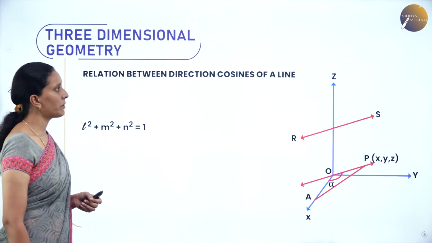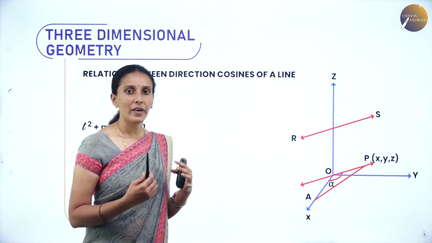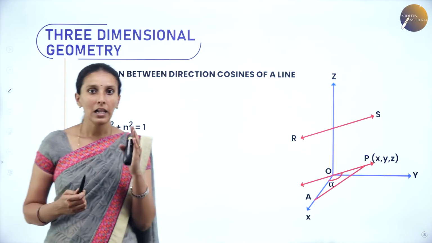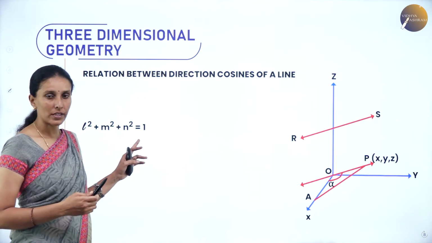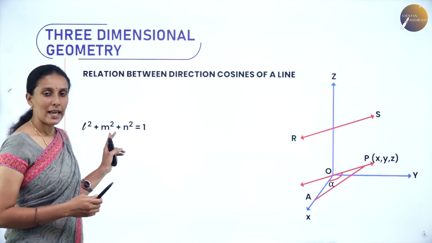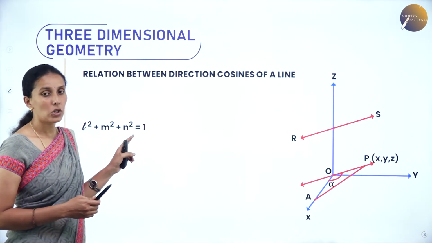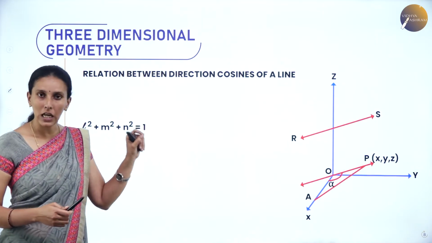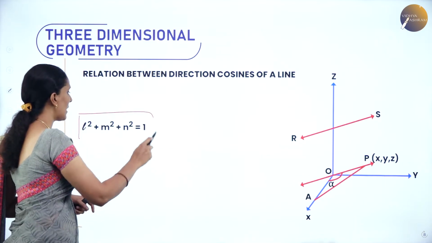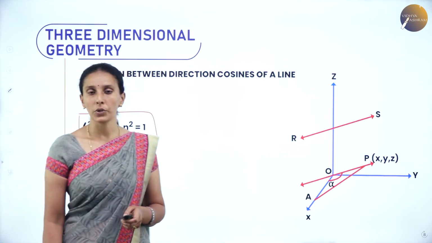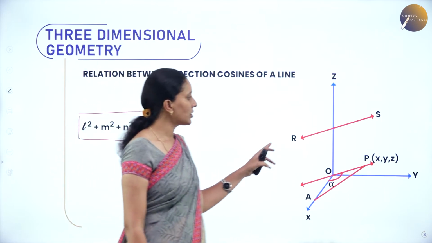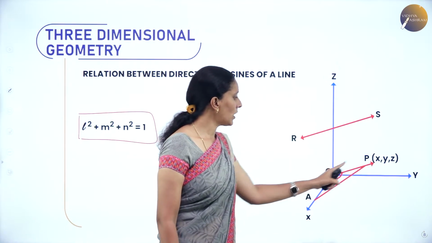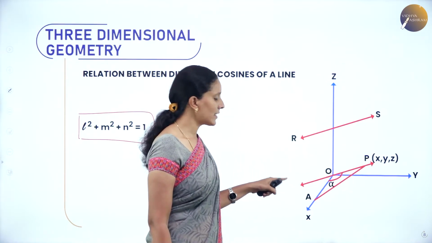Next, the relation between the direction cosines of a line. This we have already studied in the vector chapter while defining what direction cosines are. If L, M, N are the direction cosines, where L is cos alpha, M is cos beta and N is cos gamma, of a line, then L square plus M square plus N square is always equal to 1. Here we can consider the line RS, which is parallel to the line OP, and this is extended here.